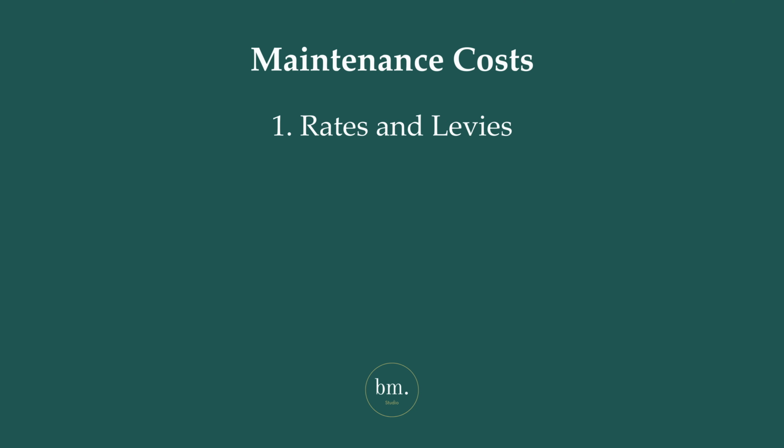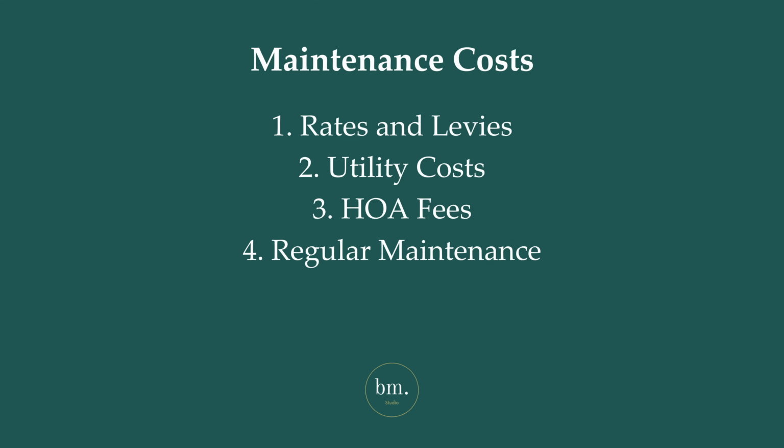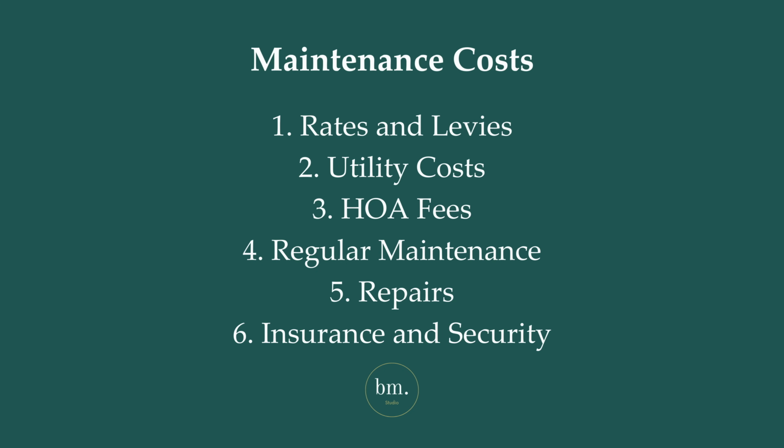When building a new home in South Africa, consider the following maintenance costs. Rates and levies by local municipality and homeowner associations, utility costs such as electricity, water and sewage, homeowners association fees, regular maintenance such as painting, roof repairs and landscaping, occasional repairs such as latent defects, leaks or other issues, insurance as well as security. It is essential to budget for these things to ensure good upkeep of your newly built home.